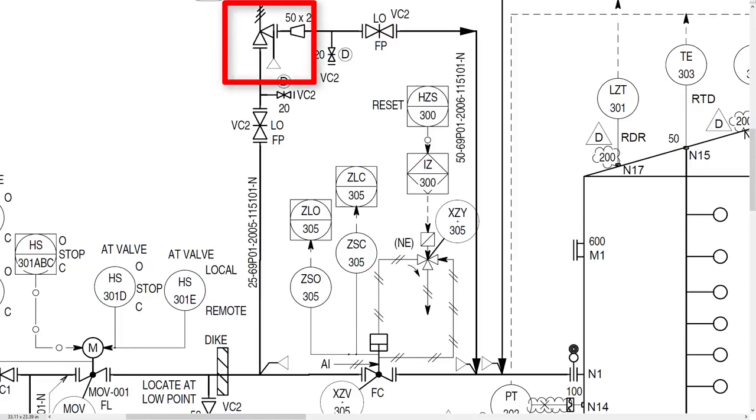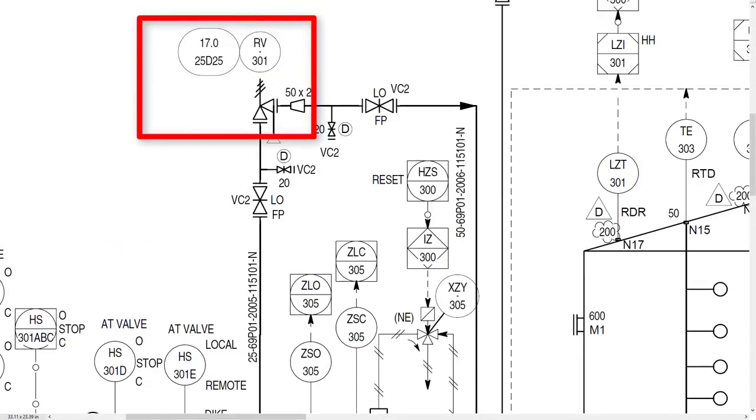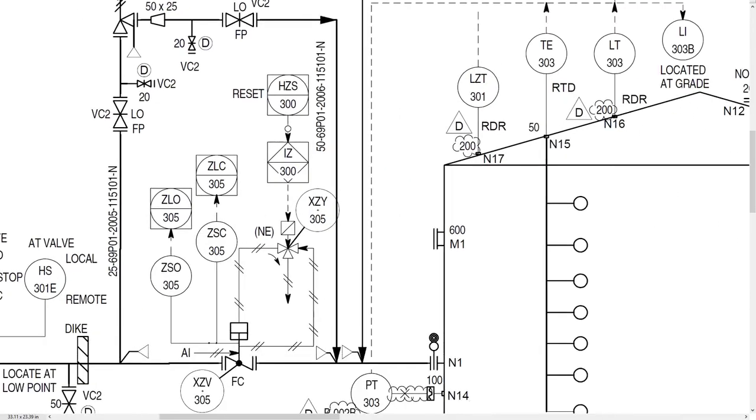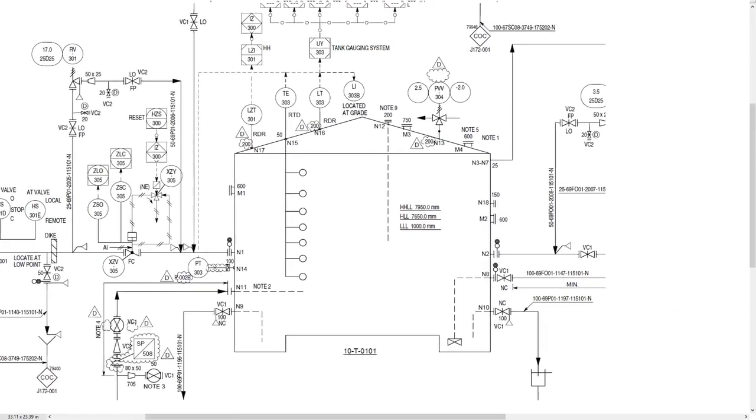You can see that there is a relief valve in bypass. It is used to protect the actuator from the surge. Next is tank. First, I will explain to you mechanical parts and then instrumentation.